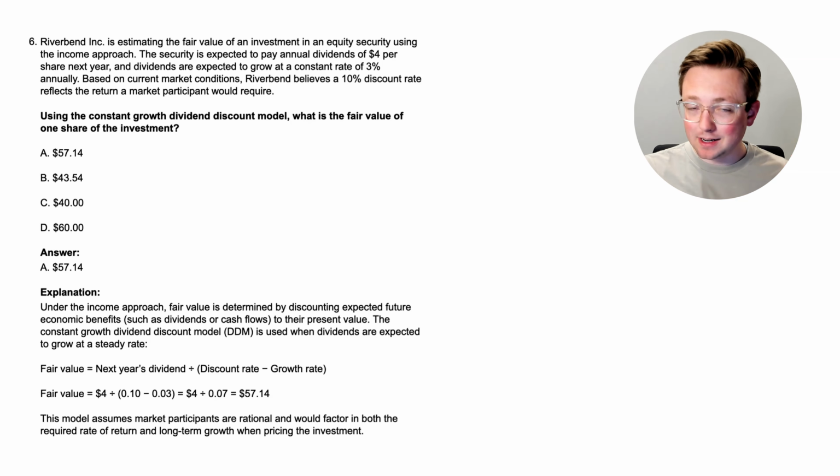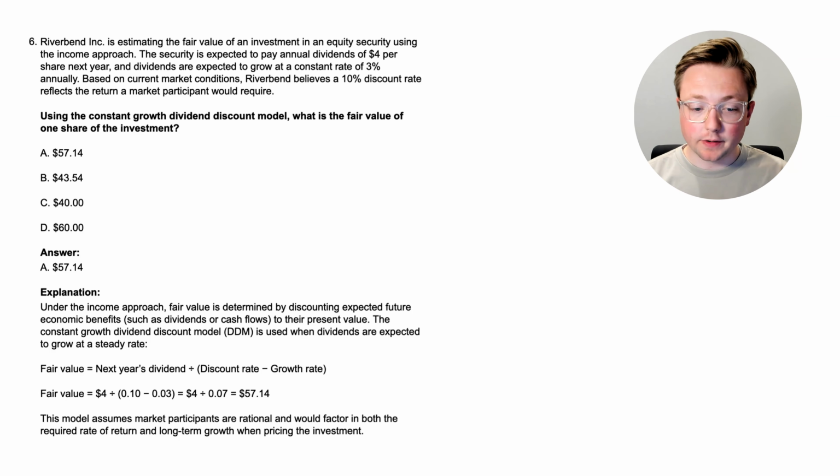Again, we're learning about the income approach in this question, so let's go through this. Under the income approach, fair value is determined by discounting expected future economic benefits, such as dividends or cash flows, to their present value. The constant growth dividend discount model, or DDM, is used when dividends are expected to grow at a steady rate. And this question is specifically about the income approach, but this is one way that you could see something about the income approach, by having to apply the DDM. So fair value in this case would equal the next year's dividend divided by the discount rate less the growth rate.